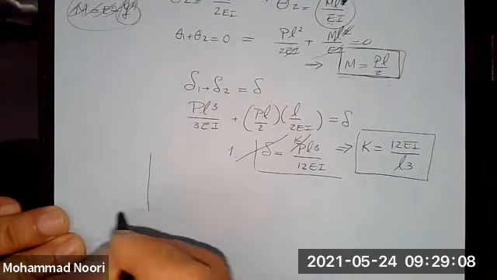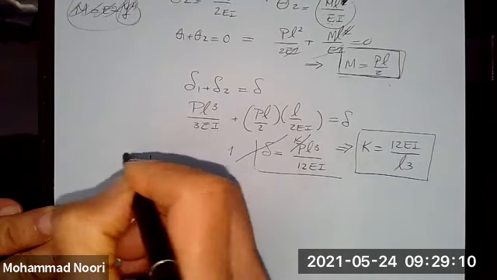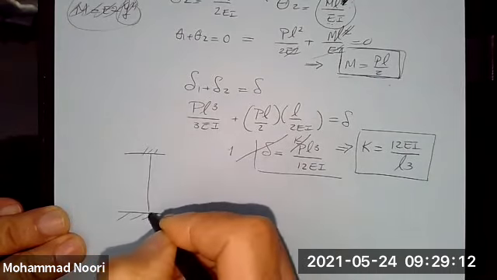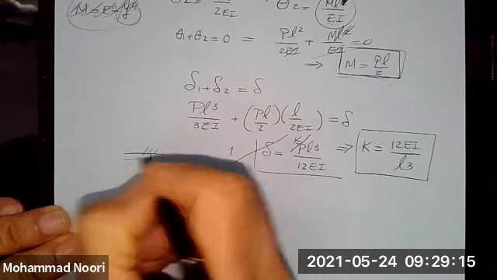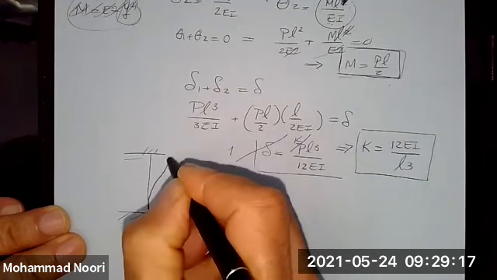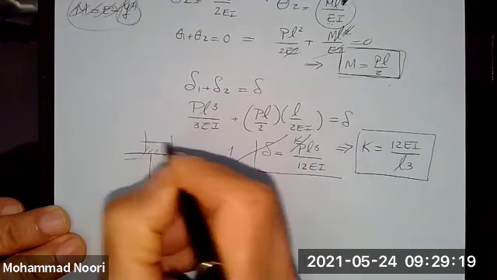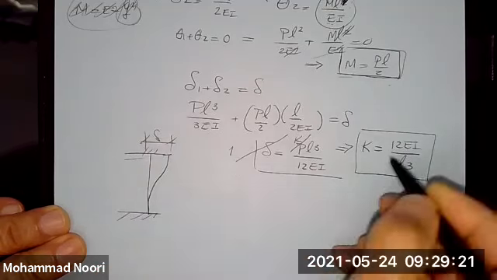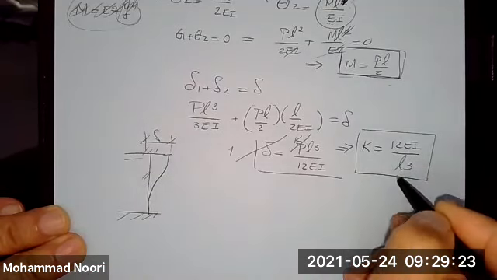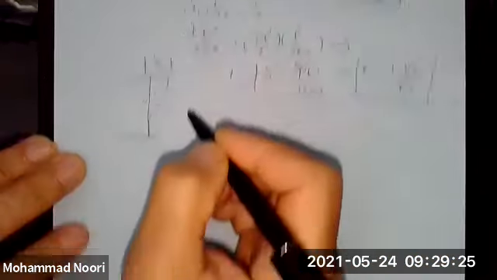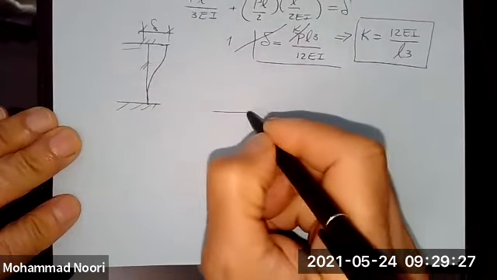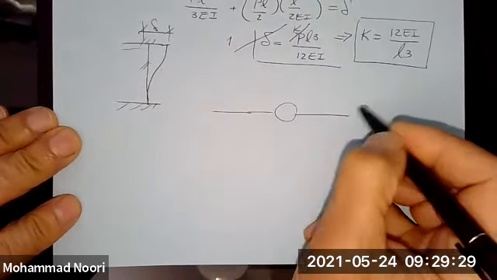So for a column, or let's say for a beam, doesn't matter, that this end is constrained. So if it moves, no rotation is allowed. The stiffness is 12EI over L cubed. Therefore, in the model that we set up for that structure, okay?